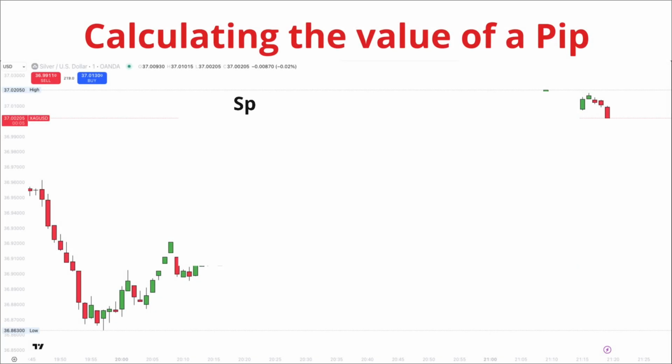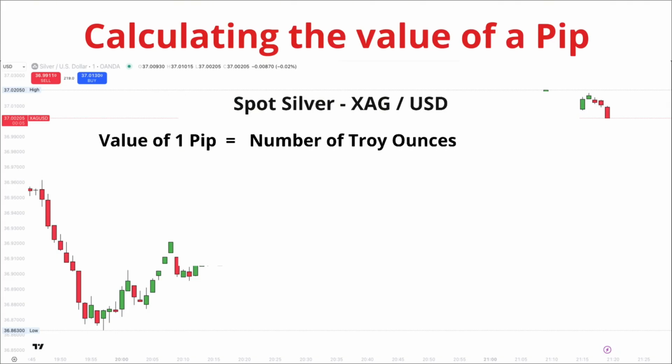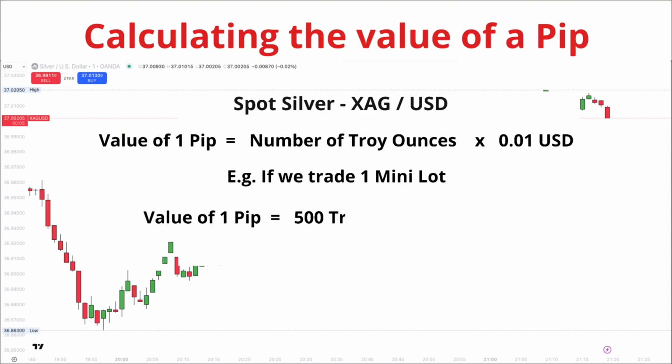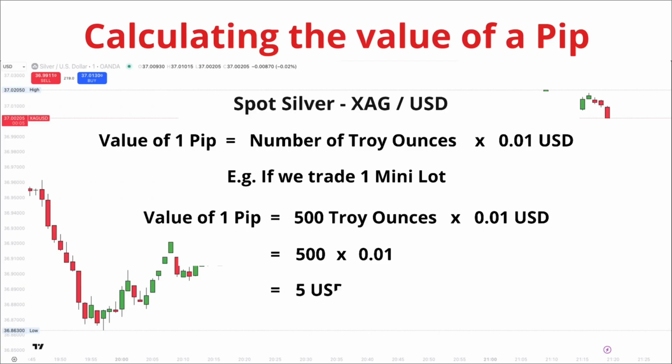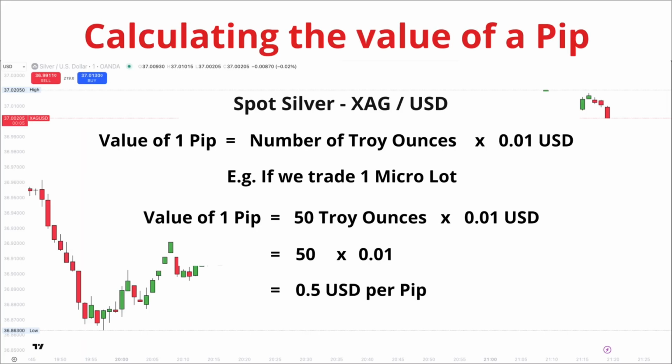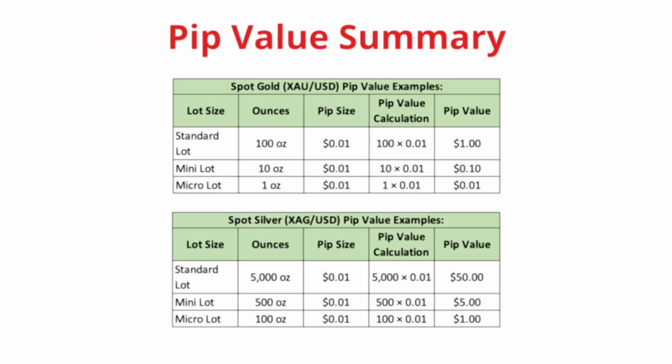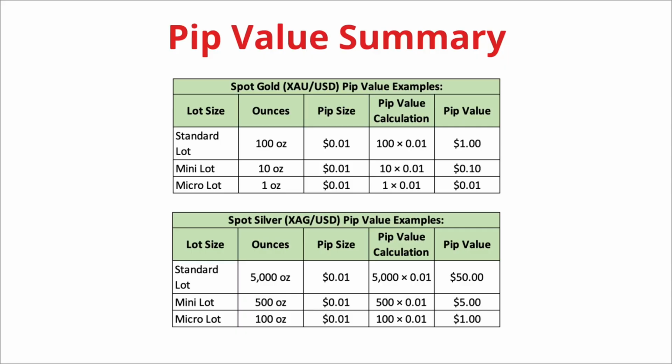For spot silver, the value of 1 pip equals the number of troy ounces, multiplied by $0.01 per troy ounce. For example, when trading 1 mini lot, the pip value equals 500 troy ounces multiplied by $0.01. This equals $5 per pip. And for a micro lot, 1 pip equals 50 troy ounces multiplied by $0.01, equating to $0.50 per pip. Here's a handy table to summarize this.